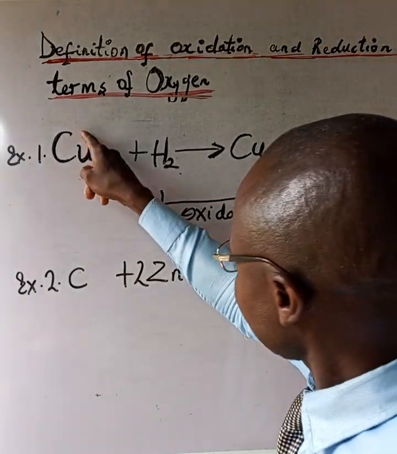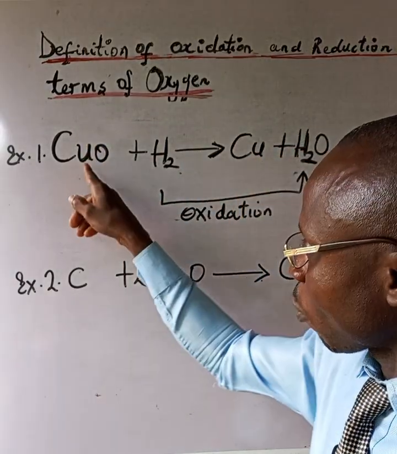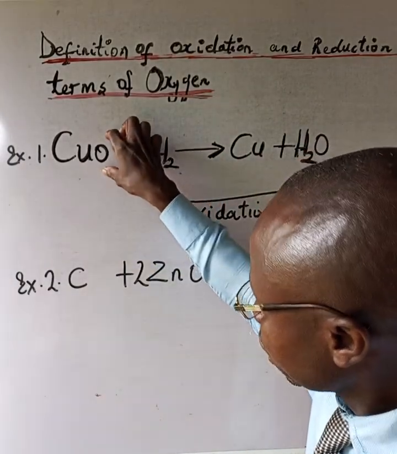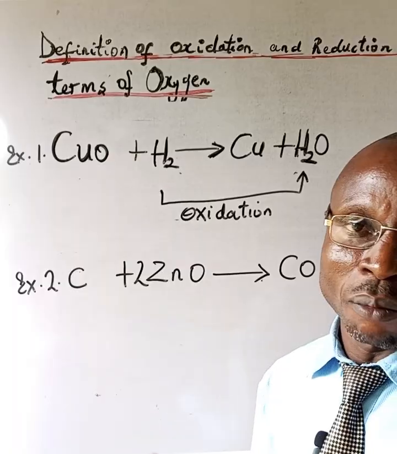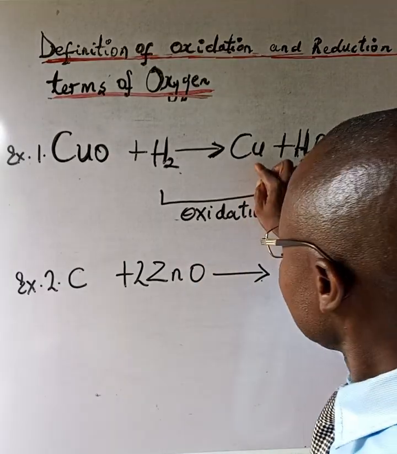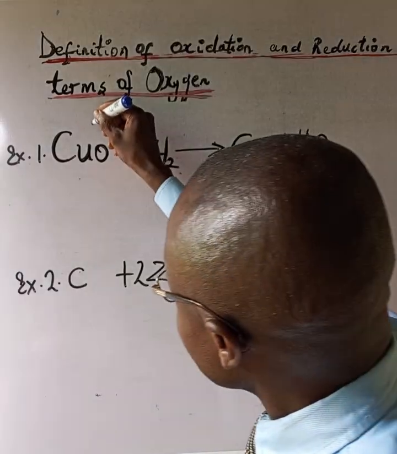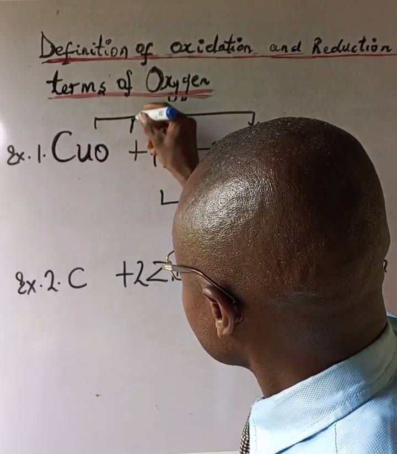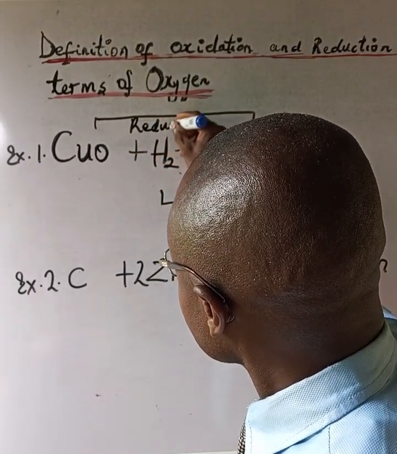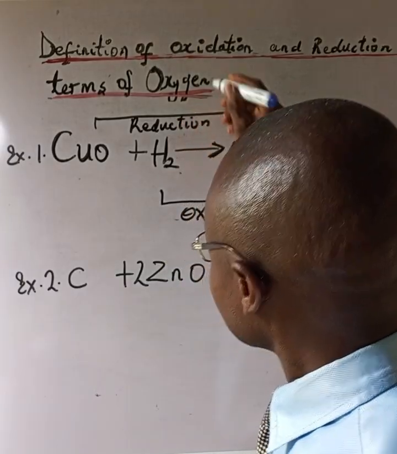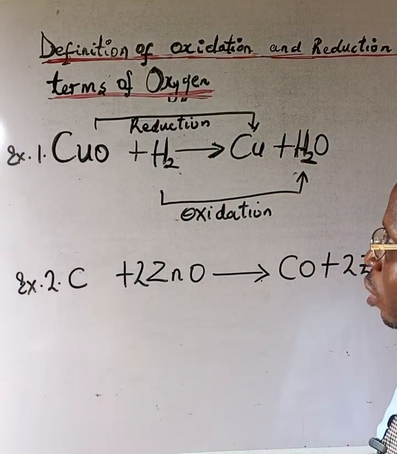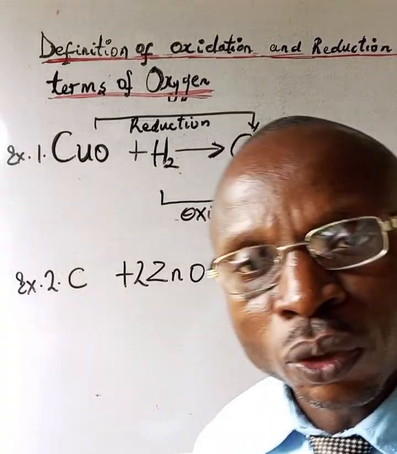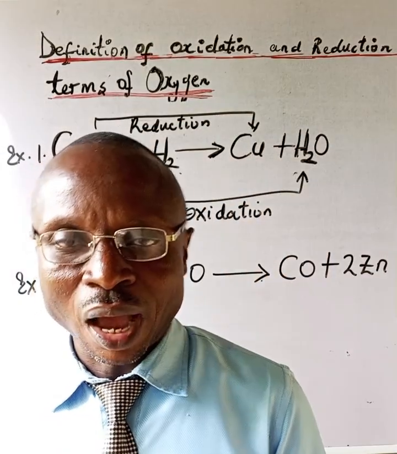Now from this place to this, that is from copper 2 oxide to copper metal, oxygen is being removed from the substance to produce copper metal. So that is what we call reduction. That is reduction.